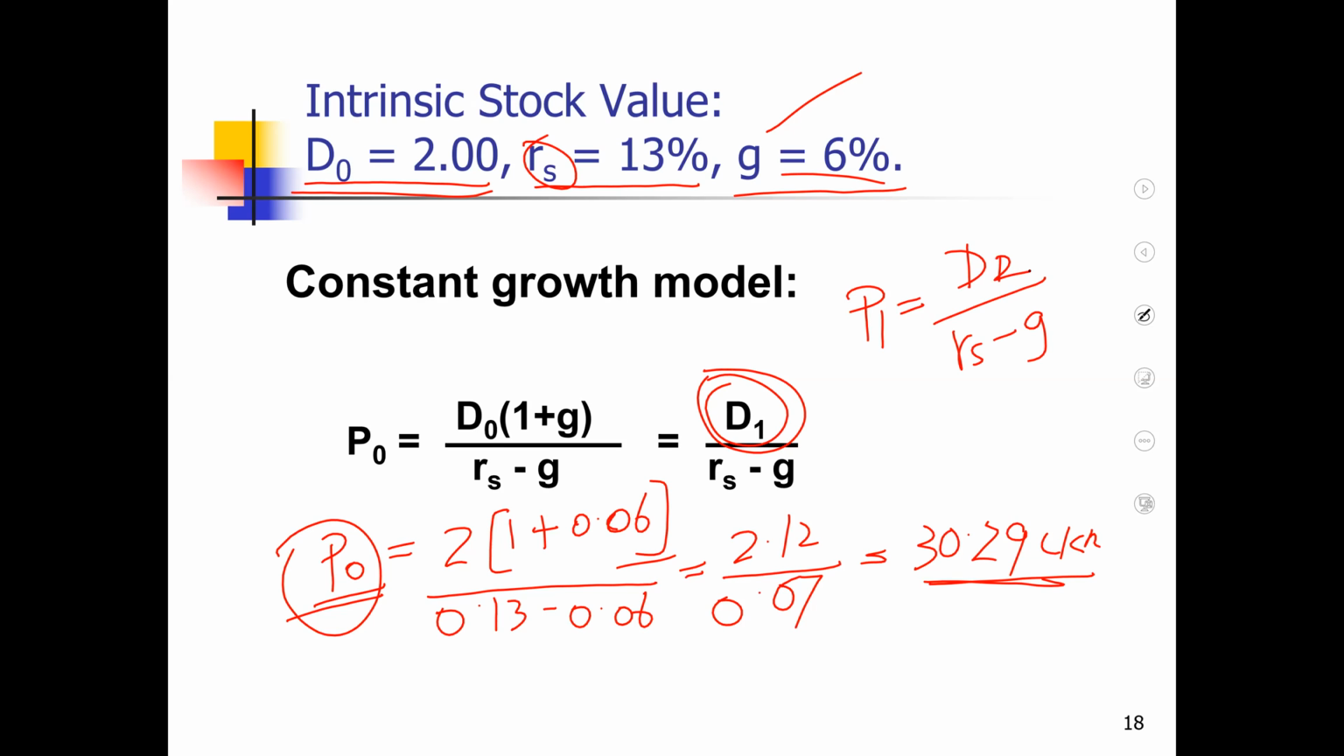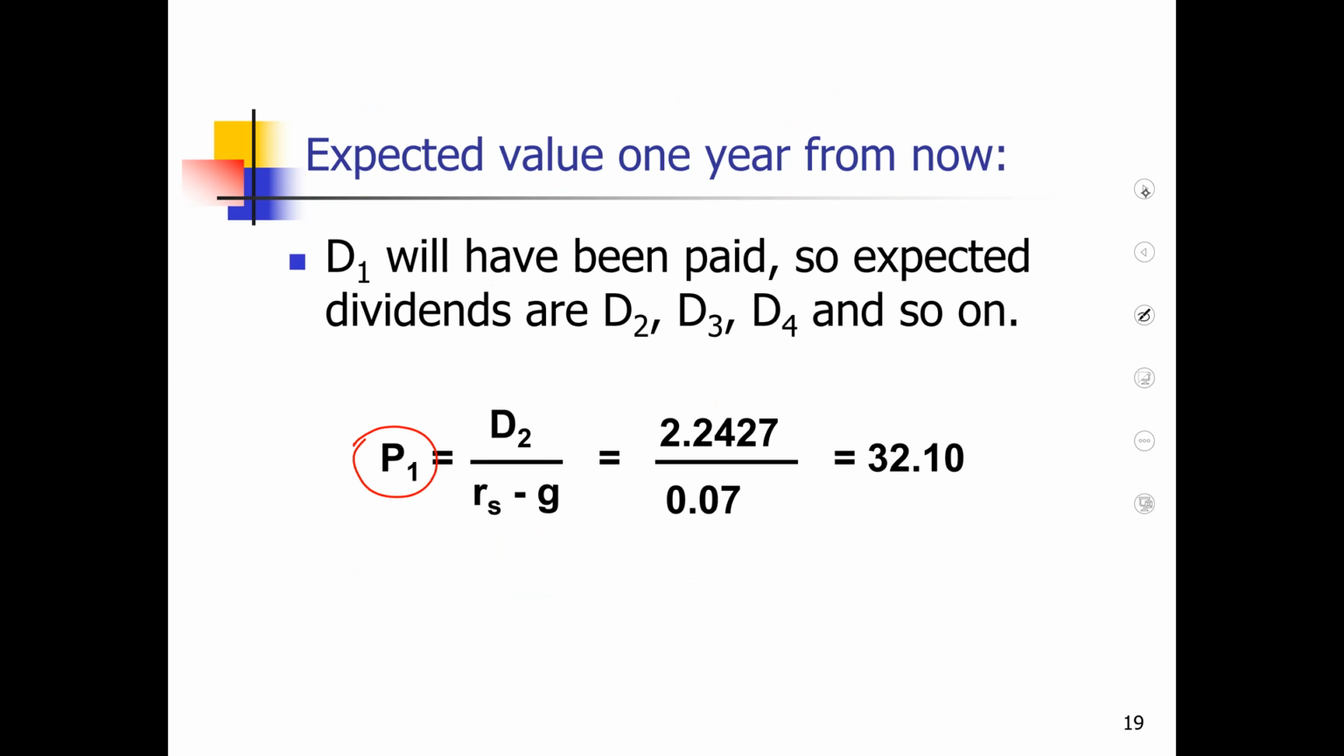When it becomes P3, it should be D3. I think you got the rationale. Okay, here you can see the way of calculating the answer.